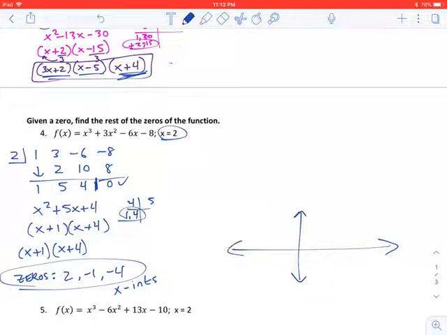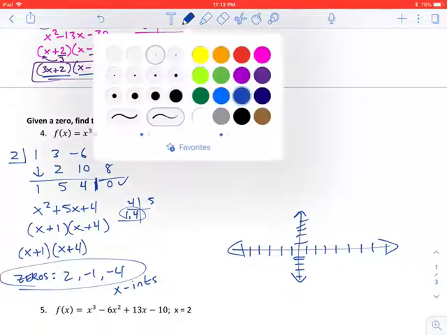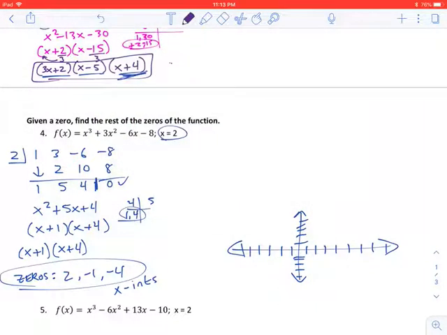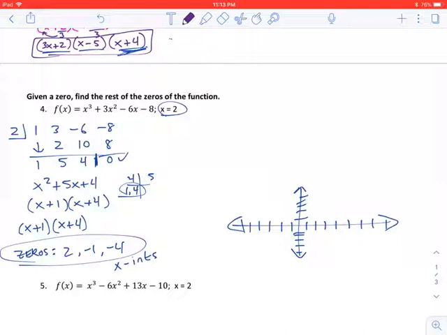So if I wanted to graph this, again, it doesn't need to be super detailed, but I would have 1, 2, 3, 4, 5, 6, 7, 8. 1, 2, 3, 4, 5, 6. 1, 2, 3, 4. Okay, so this is just a sketch of the graph, but we need to know a few pieces of information. First of all, what is the end behavior?